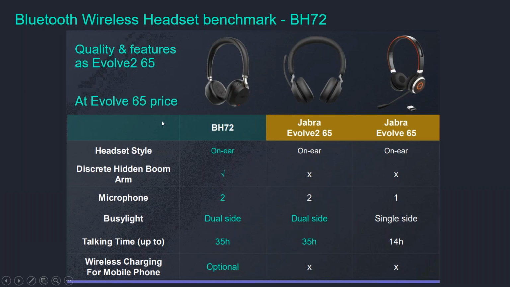Actually, we made this BH72 targeting the Jabra Evolve2 65. The quality and features will be at the Evolve2 65 level. You can see we wanted it to be quite chunky and comfortable on the ear cushion and headband. But the pricing will be at the Evolve 65 first generation. So it's really a great seller, I would say, if somebody asks you for a Bluetooth headset.